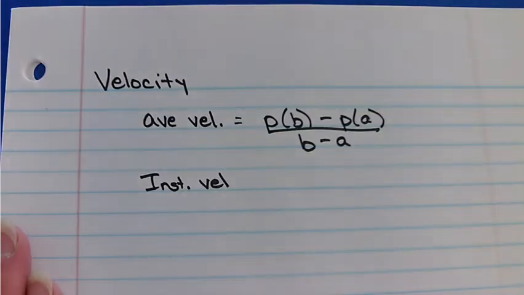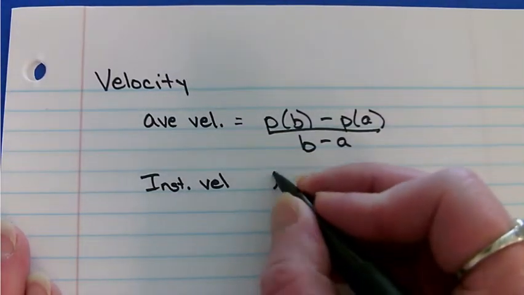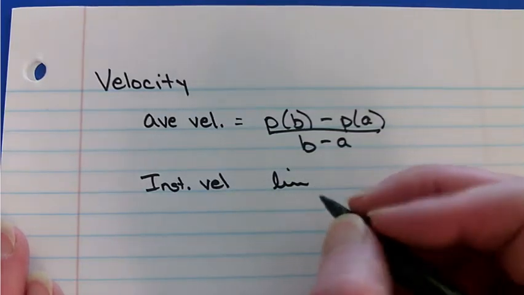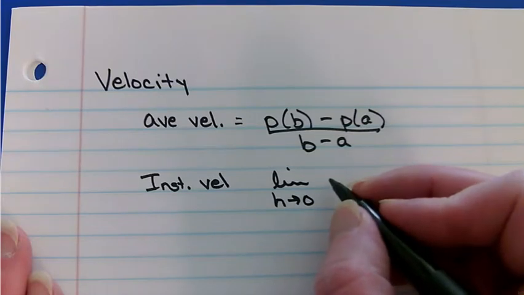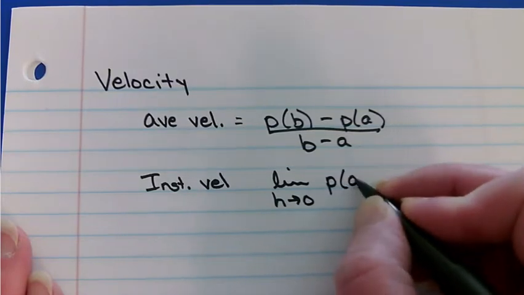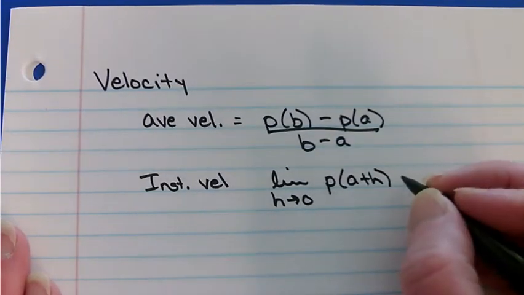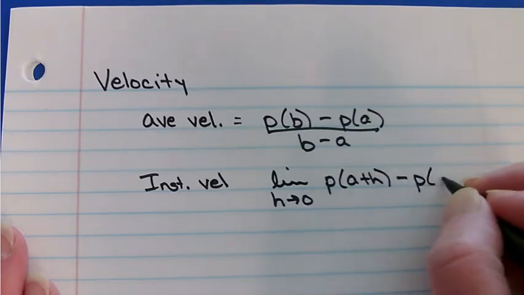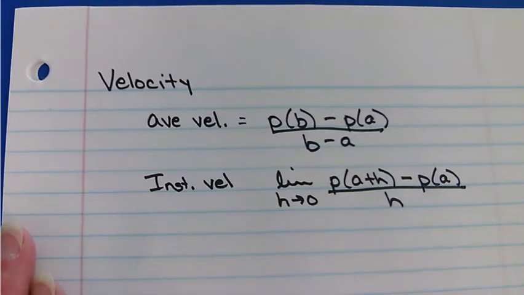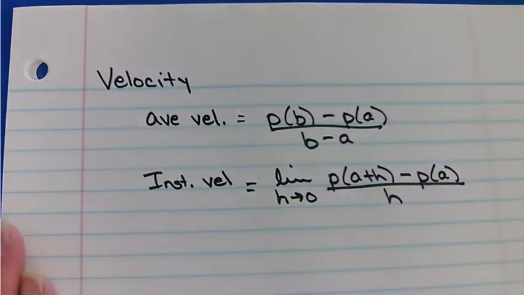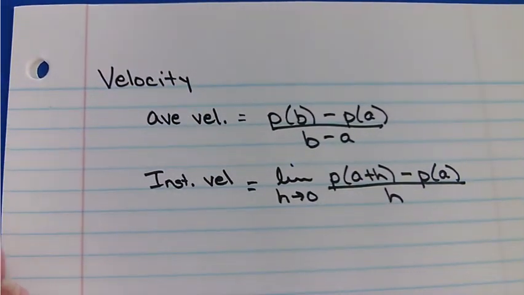So another way we can do that is find the limit, and I'm going to write it a little different, as h approaches 0 of my position at a plus h minus my position at a, divided by h. What does that look like? It looks like the derivative. And it is.